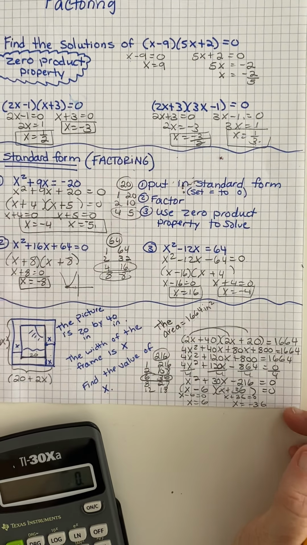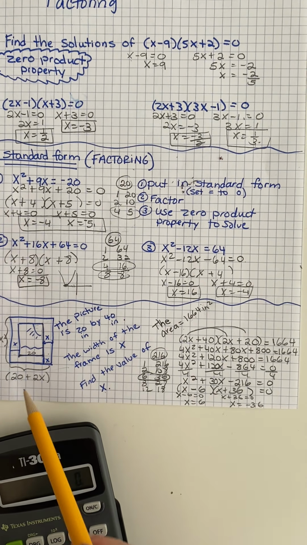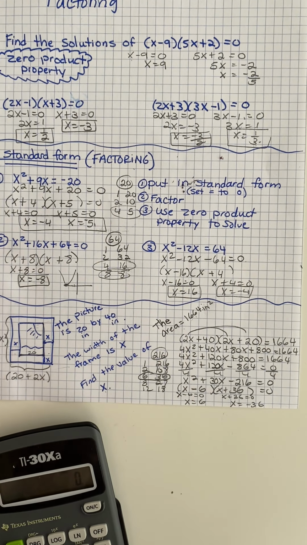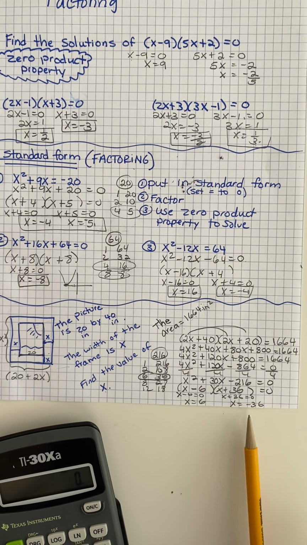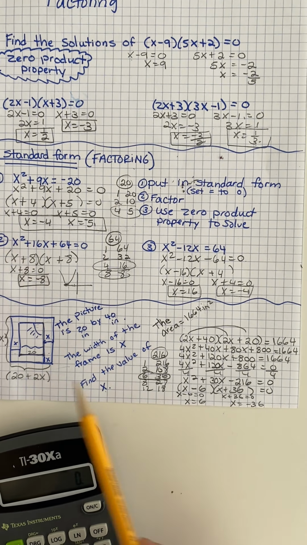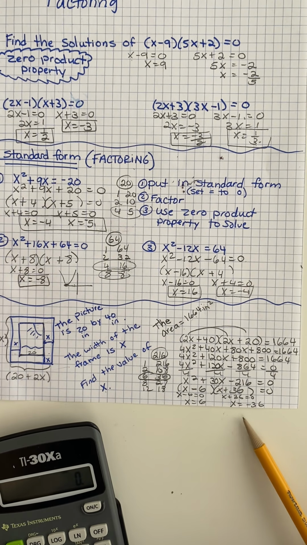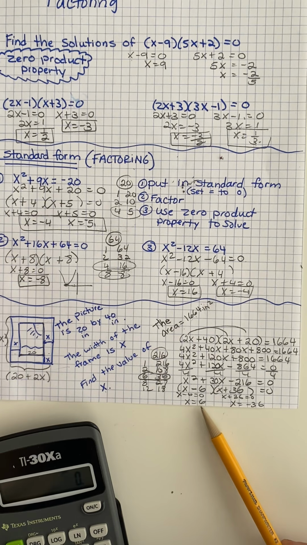Now, because this is not a parabola, this is a word problem here where x actually means the length of something, right? And we're trying to figure out what that is. Well, let's look at our two answers because it says we have two answers. 6 and negative 36. Well, can the length of a picture frame, can the length of anything be a negative 36? No. So x just equals 6.